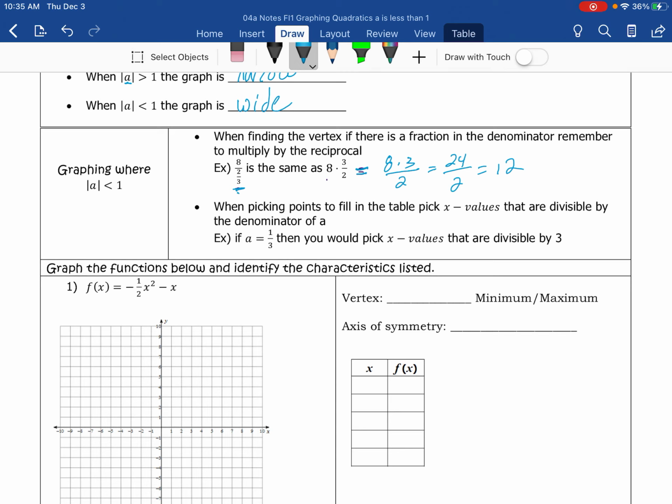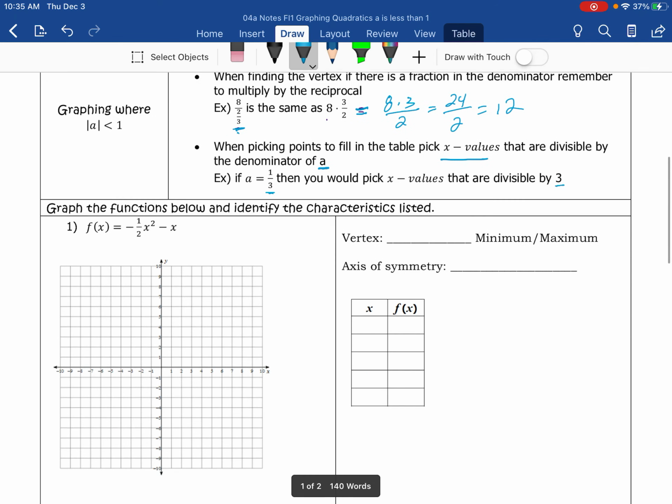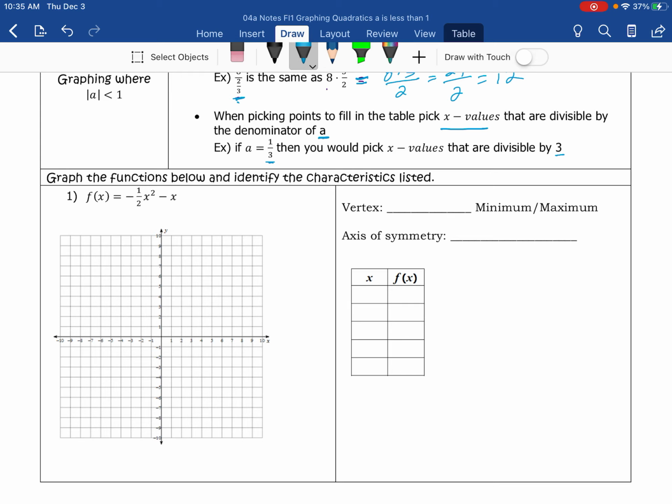Okay. The other thing is, when you're filling out the rest of your table, pick x values that are divisible by the denominator of a, or if they're squared, they would be divisible. So if you have 1/3, you're probably going to want to pick numbers that are divisible by 3, so you have nice points to put in your table, so you can plot some nice clean points there.